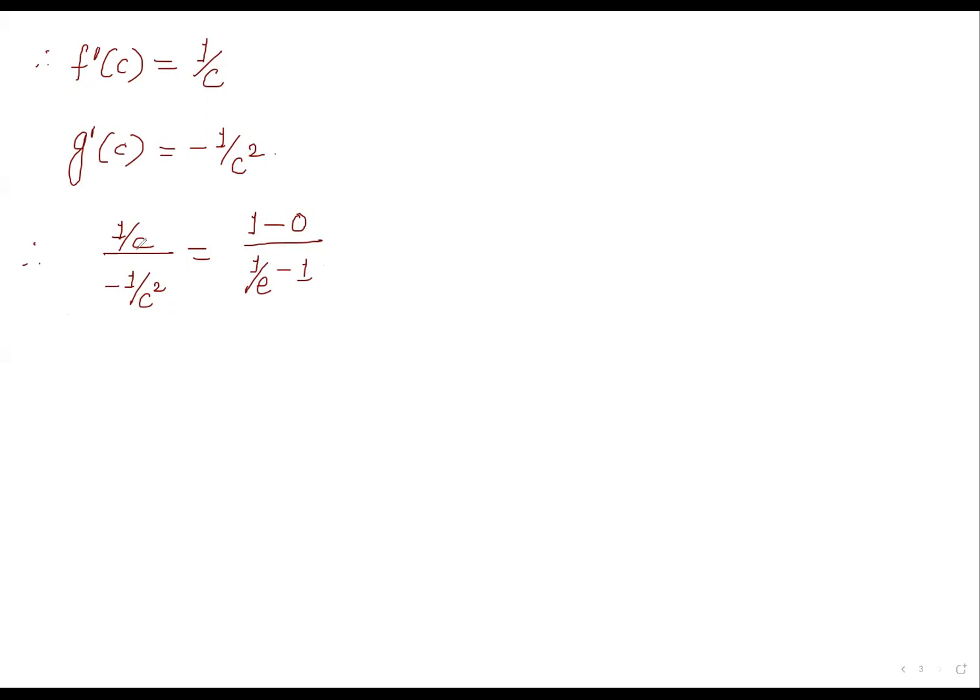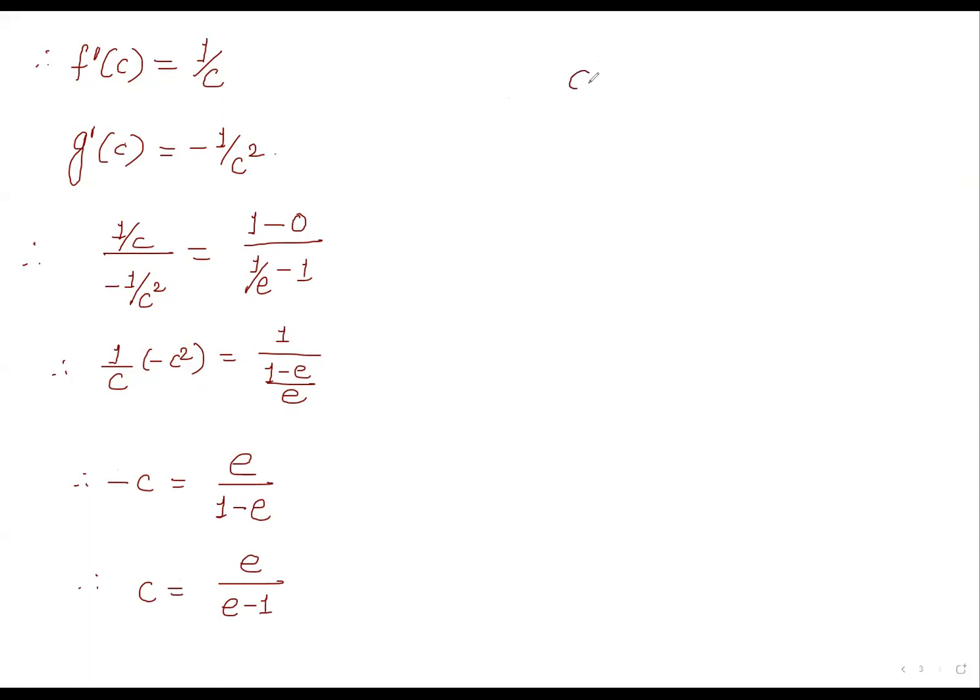So here 1 upon c divided by minus 1 upon c square gives 1 by c into minus c square, which is equal to 1 minus 0, that is 1, divided by, taking LCM, minus 1 minus e divided by e. Therefore here minus c is equal to e divided by 1 minus e. Multiplying throughout this equation by minus, we get c is equal to e divided by e minus 1. So here we have c is equal to e upon e minus 1.